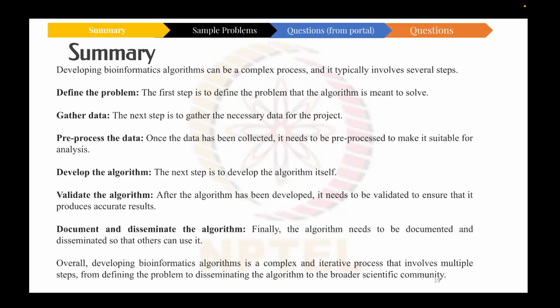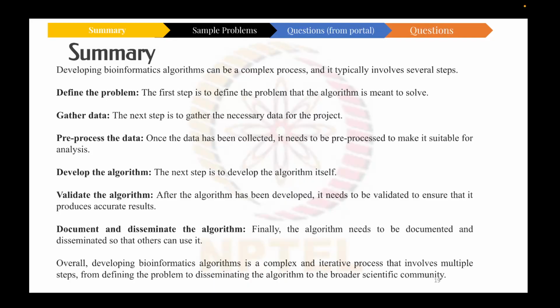Once the problem has been defined, the next step is to gather the necessary data for the project. This can involve collecting raw data from various sources such as sequencing data, gene expression data, protein interaction data, and other types of biological data. The data should be collected in a format that is compatible with the algorithm and should be of sufficient quality and quantity to produce accurate results.